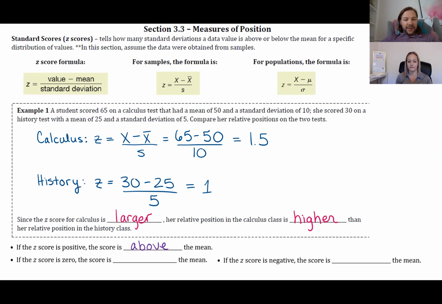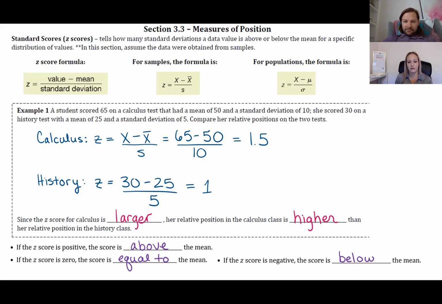So if the z-score is positive, the score is above the mean. If it's negative, then it's below. And if it's 0, then it's equal to the mean. So a z-score of 0 means you're right on the mean. If it's a positive value, you're above. And if it's negative, it's below. Anything to add there, Karen?